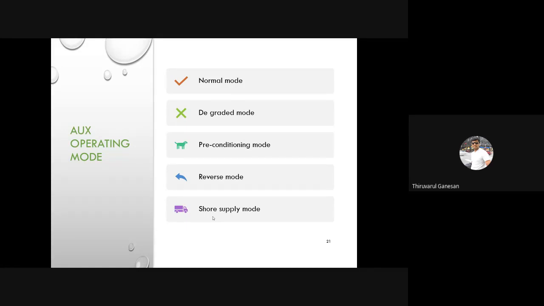So these are the modes of operation in auxiliary converter. If you have any doubt, you can stop me or you can ping me in the chat.